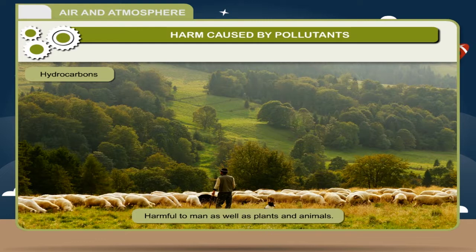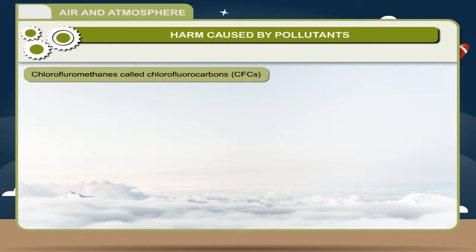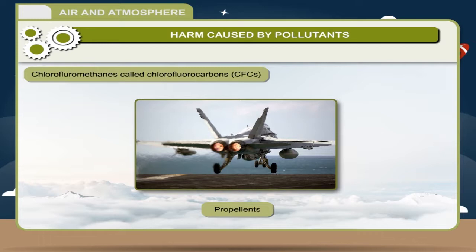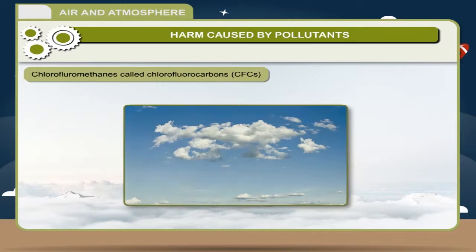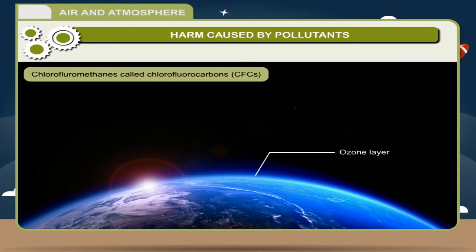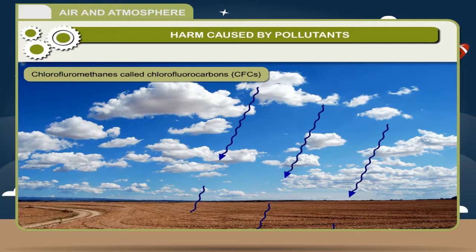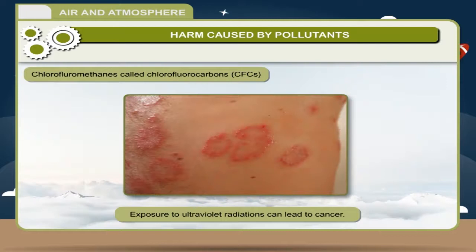Chlorofluoromethanes, called chlorofluorocarbons, CFCs, widely used as propellants and refrigerants, escape in air. When they reach the upper sphere of the atmosphere, they cause damage to the ozone layer. As a result, more harmful ultraviolet rays reach the Earth's surface. Exposure to ultraviolet radiations can lead to cancer.